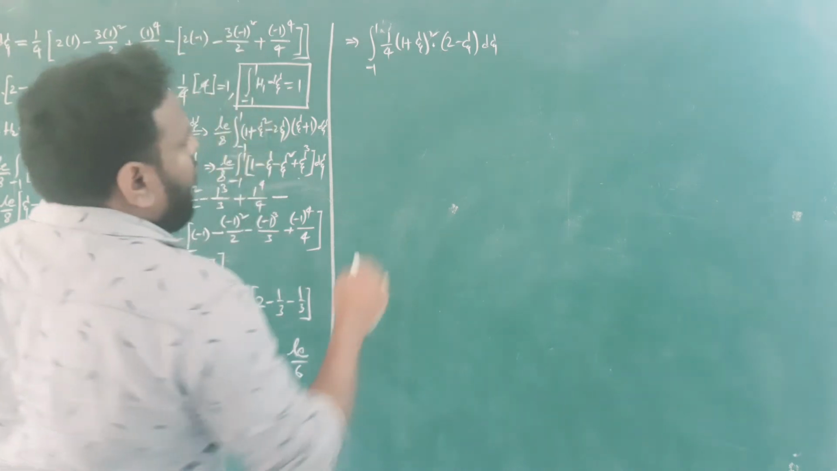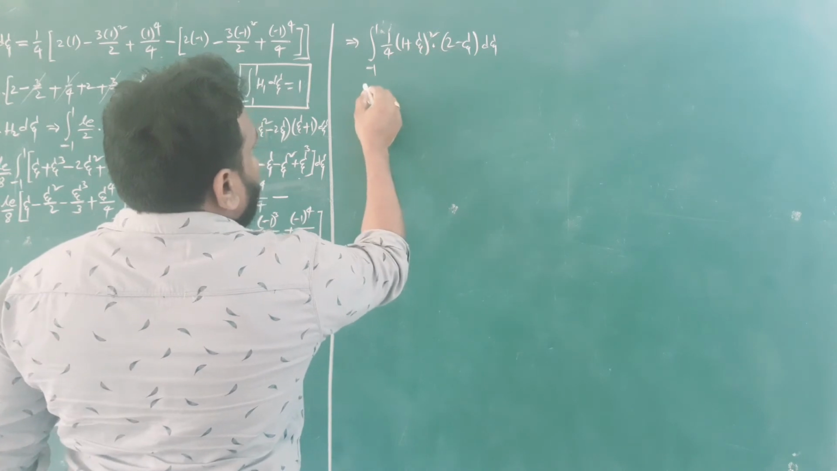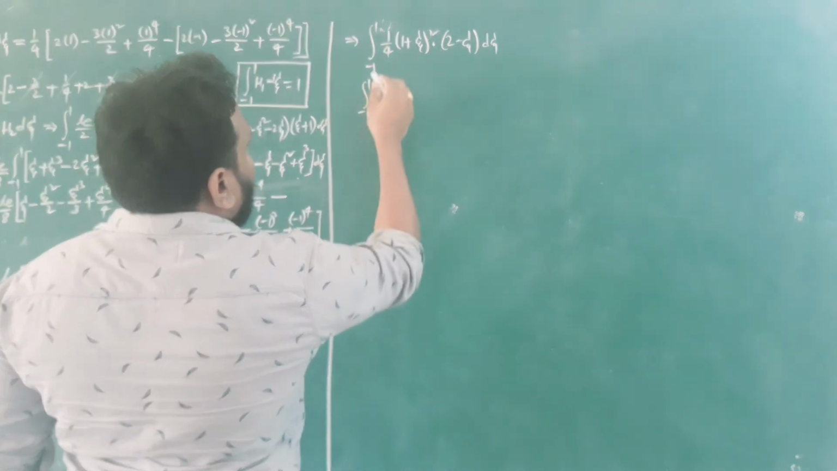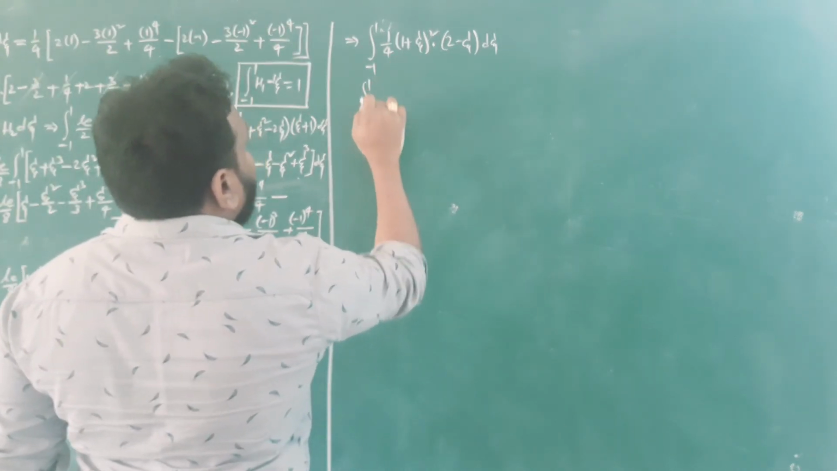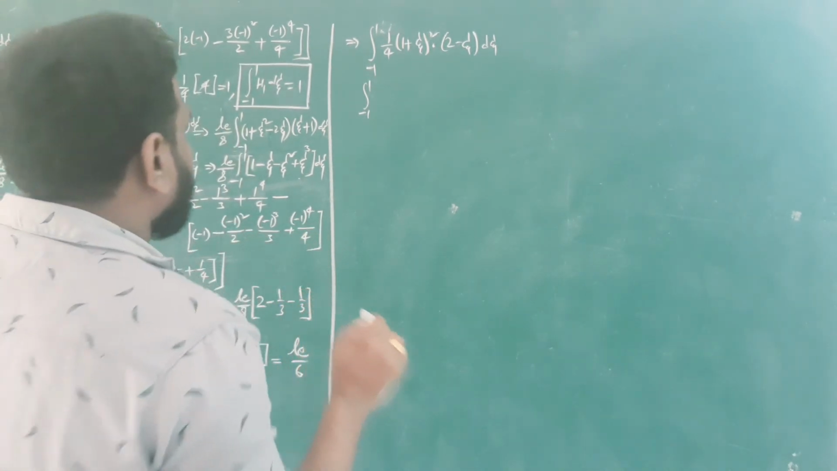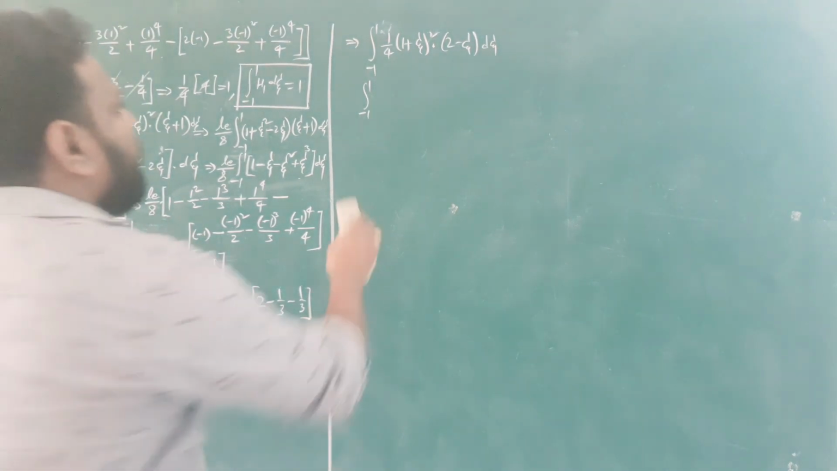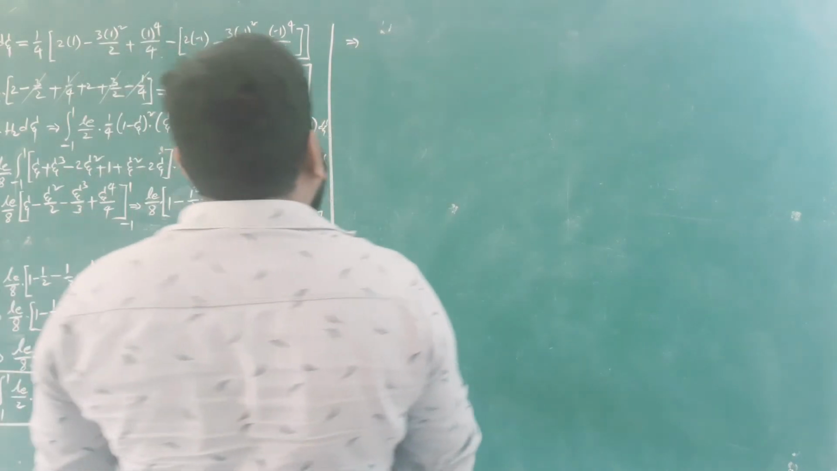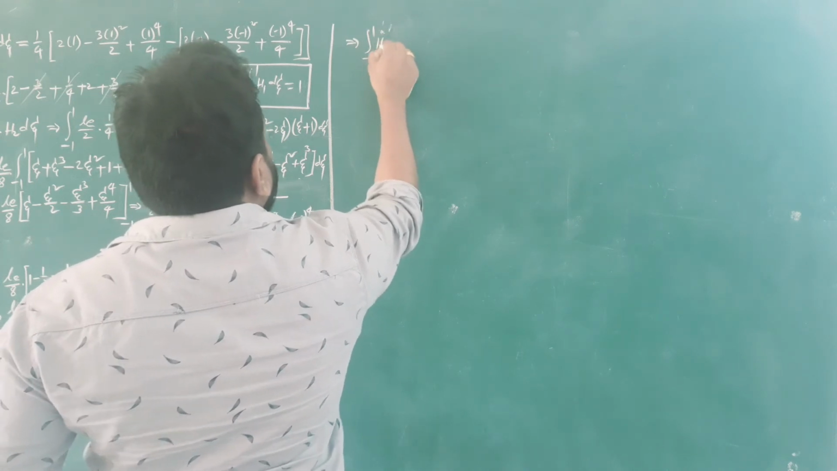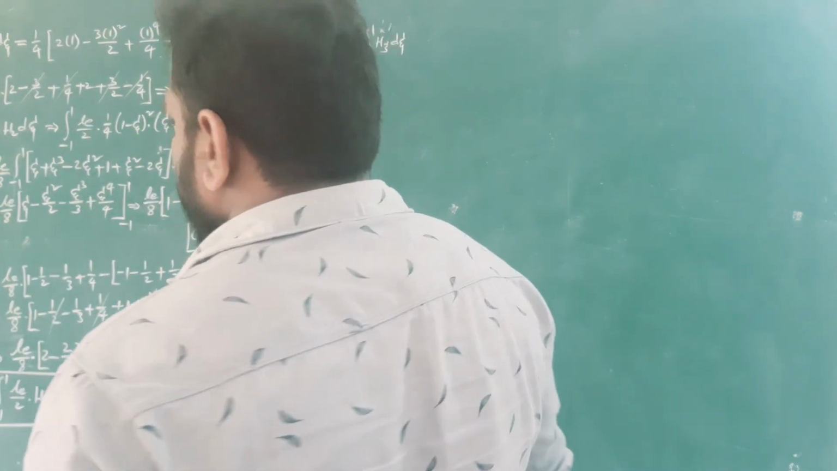Now multiply each and every component. The integral from minus 1 to 1 into 1 by 4, this is the third term. So I will write it in equation form. First we have to write it in equation form: the integral from minus 1 to 1 of h3 dz. This is the third term.